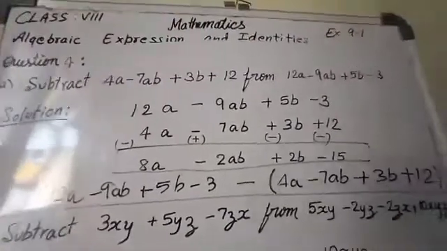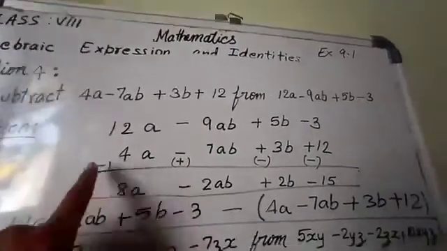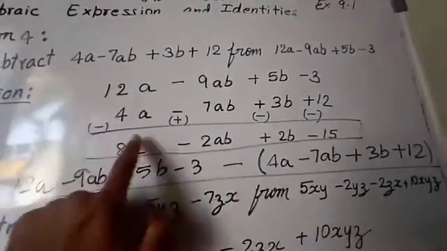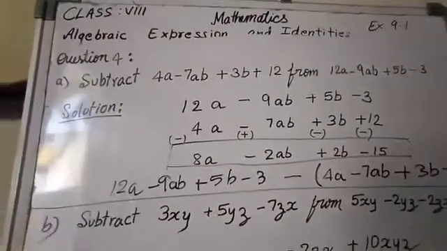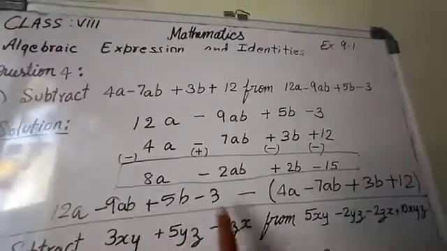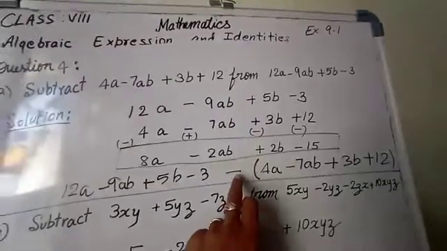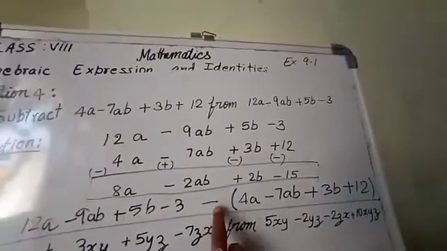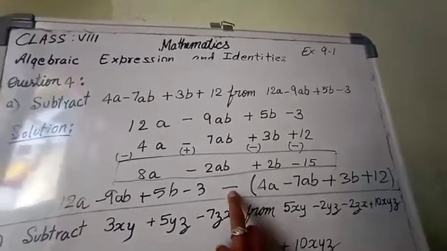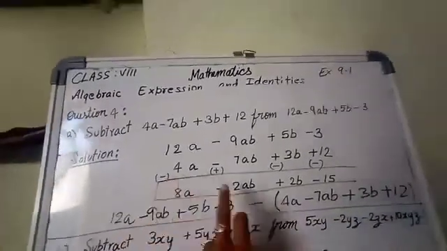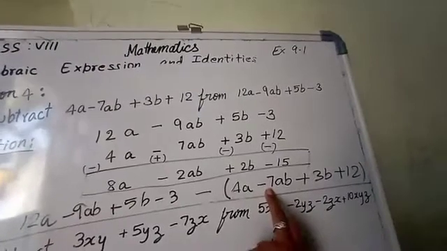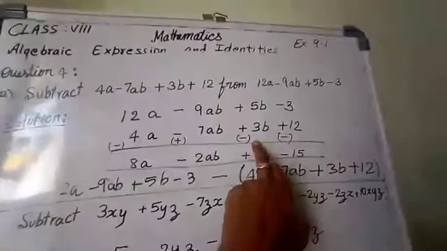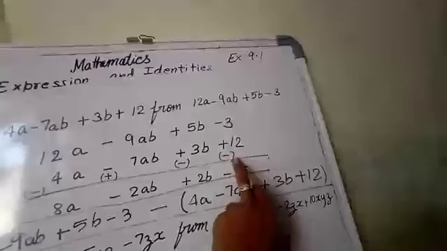Here, to remove this bracket, why are we changing this sign? I have done it directly. Now at the end I am showing you why we have to change this sign. Because now we have to subtract from this equation to this equation. When we take it down horizontally, the main operation is subtraction. So to remove the bracket, minus 4a. Then minus minus became plus, so it has come plus 7ab, minus plus has become minus 3b, minus plus has become minus 12.